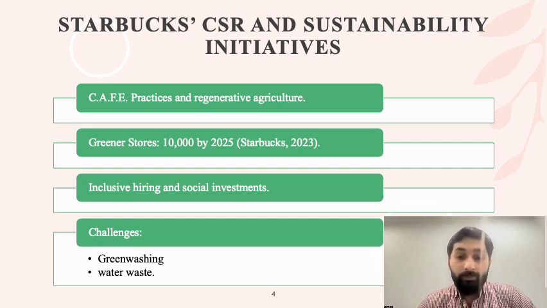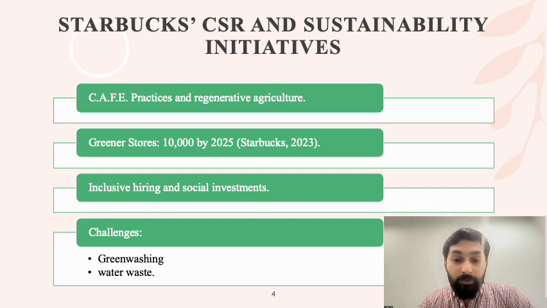Starbucks CSR and sustainability initiatives. Starbucks has included CSR and sustainability into its company culture. Among the few remarkable initiatives are ethical sourcing practices, ensuring coffee is cultivated and sold in an environmentally and socially responsible way. Starbucks plans to run 10,000 greener stores worldwide by 2025. These establishments generate less trash and use less energy and water, as per Starbucks 2023.